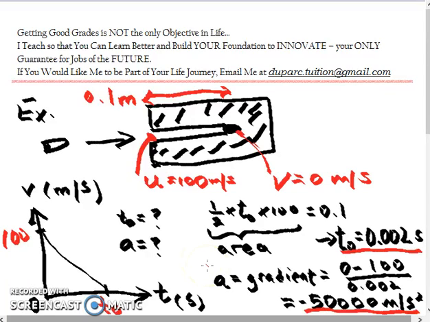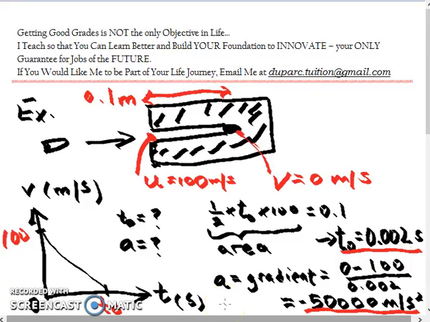We have learned that in a velocity time graph, the area under the graph represents the displacement. So we can write down this equation here. Half times t0 times 100, which is the area of a triangle, equals 0.1 meter, which is the displacement. So from here, we can arrive at t0 equals 0.002 seconds.